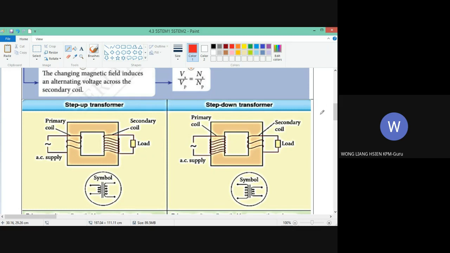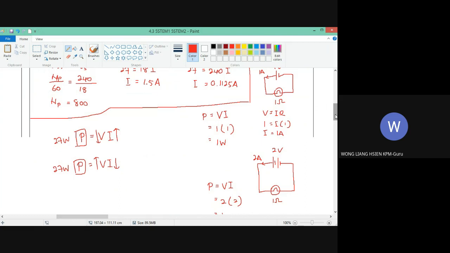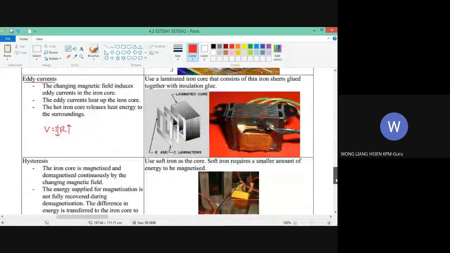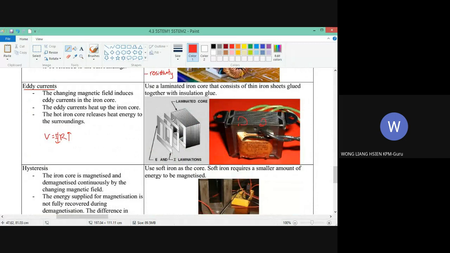So how do we increase the resistance? We make the transformer core by using thin sheets of iron, and we glue them together with insulation glue. We call this laminated iron core.